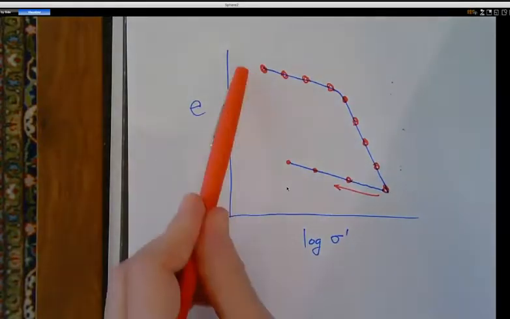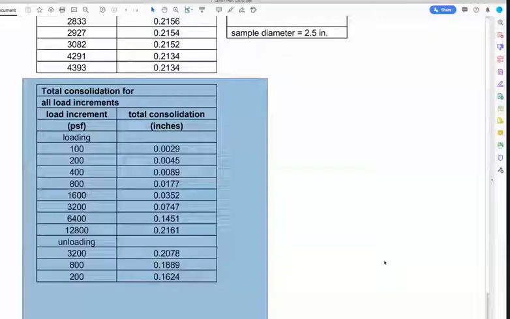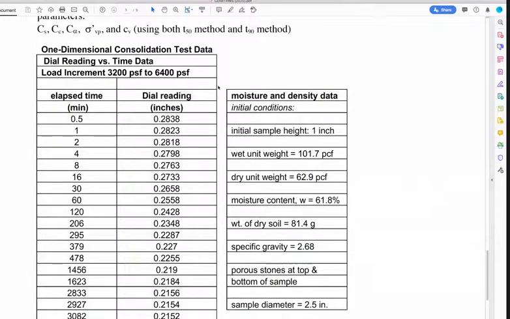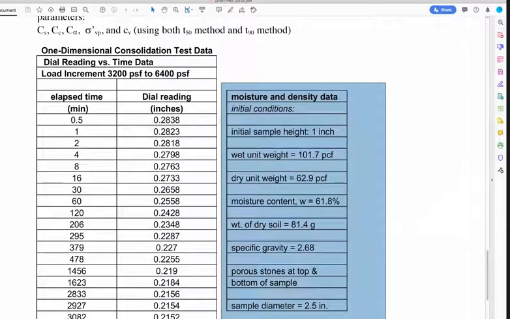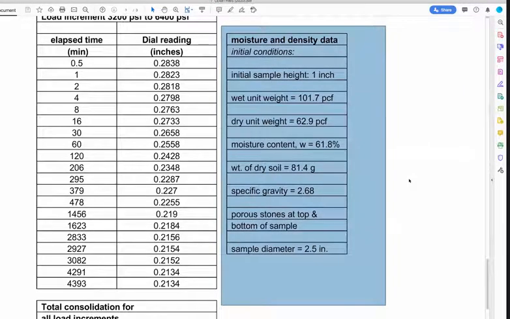So you're able to graph this from the data that is provided. And what will be involved there for a calculation, back to the assignment, will be to calculate a void ratio at each of these stress increments. You have a total amount of consolidation present, and you have the starting point, the starting 1 inch height, and a starting void ratio. From this information, you can wring that out.